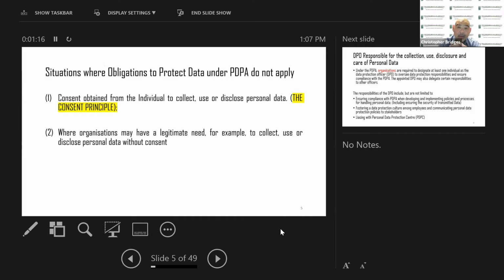relating to an individual. For example, generic data such as gender and educational level is not covered by the PDPA because it does not lead to the identification of the individual. In certain cases, in order for you to use, collect, and release such data, you have to establish that the individual has provided consent. And the consent is known as the consent principle.